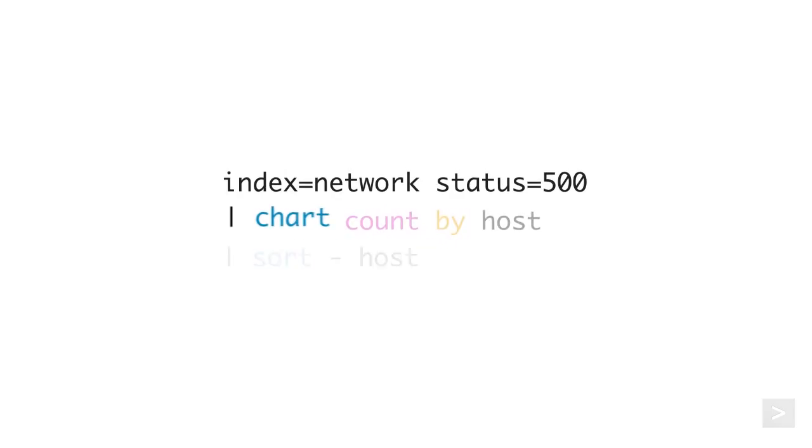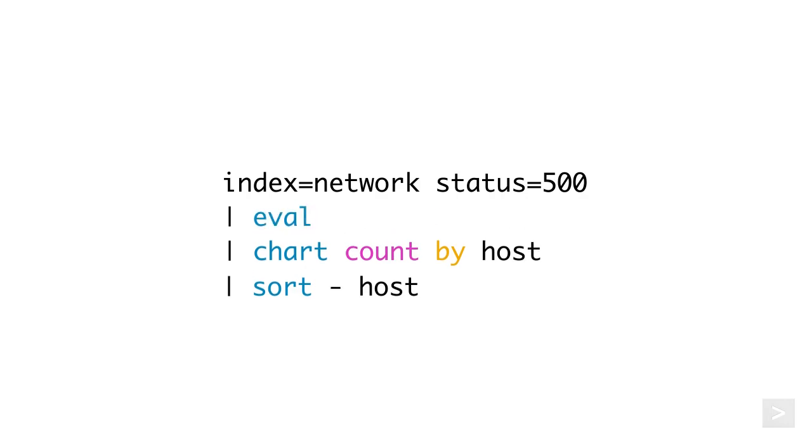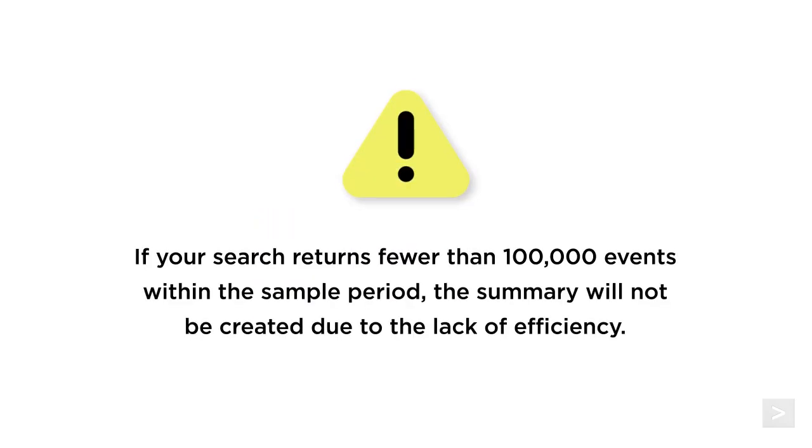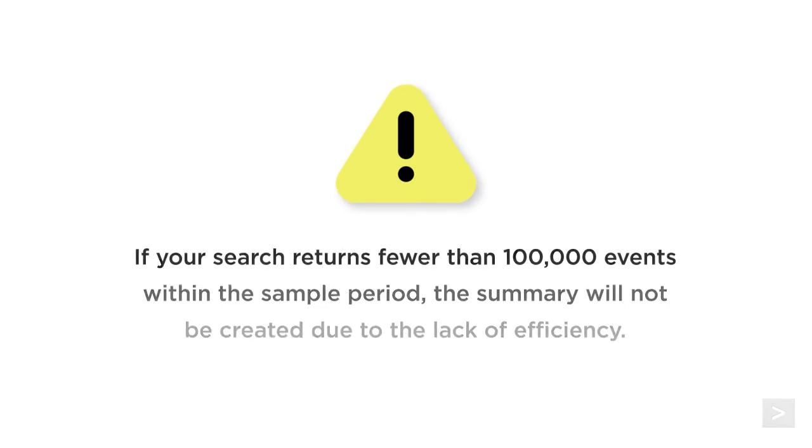For a report to qualify for acceleration, it must contain a transforming command like stats or chart. Other commands can also be included in the report. However, if they precede the transforming command, they must be a distributable streaming command. Report acceleration is not always possible. For example, if your search returns fewer than 100,000 events within the sample period, it won't create the summary. This is because running the search normally would be just as, if not more, efficient.